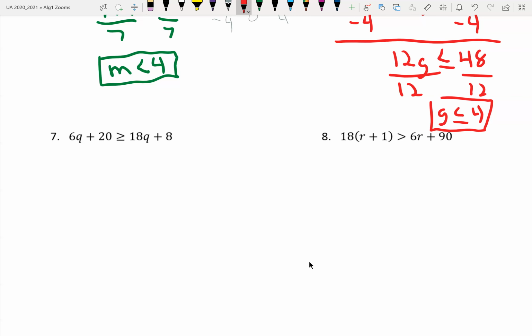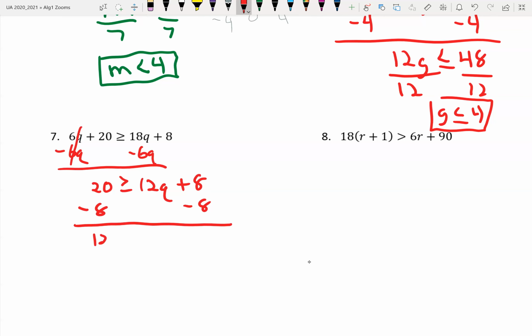When you have variables on both sides, look to get rid of one of the variables. You can subtract 6q on both sides or subtract the 18q. Subtracting 6q, left-hand expression, 20. Preserving our inequality, only changing when we multiply or divide by negative. 12q plus 8. If I want to get q by itself, now I need to subtract 8 on both sides.